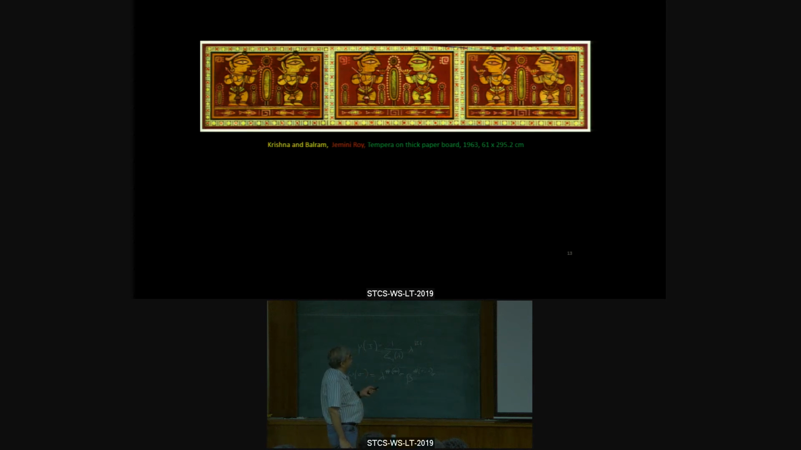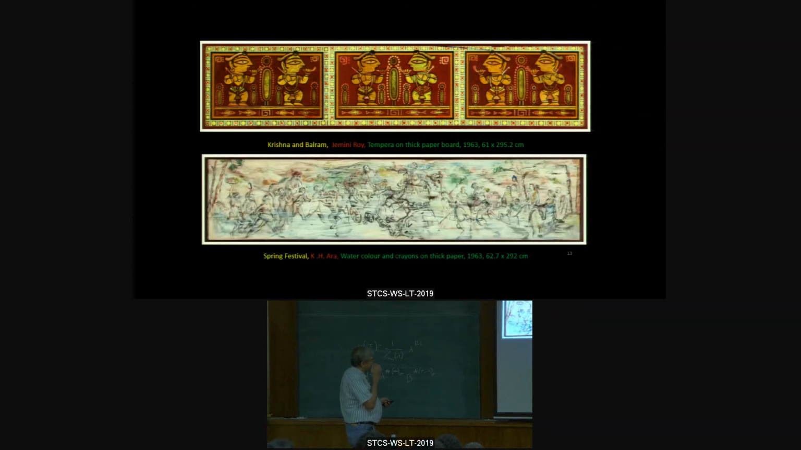It is called Krishna and Balram, and 3 of them face one side, 3 of them face the other side. Krishna and Balram are legendary brothers from Indian mythology, and various stories associated with it. But this is the only one that we have which is more in classical Indian painting style or tribal Indian painting style. Then we have Ara.